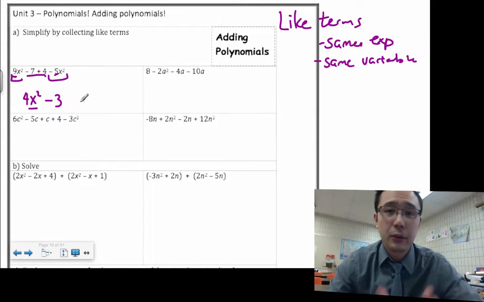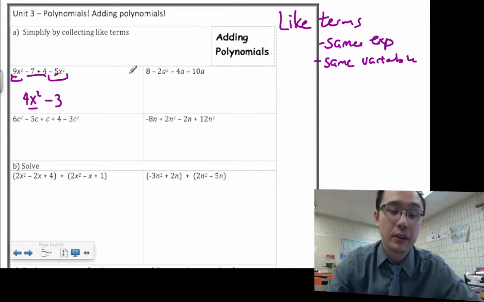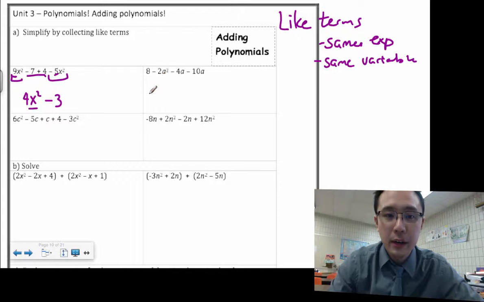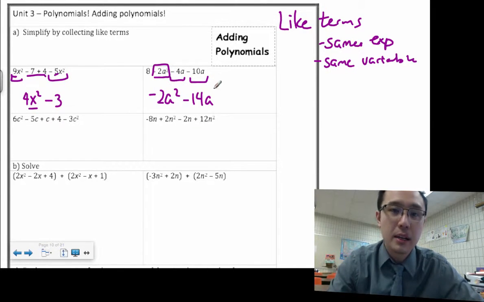So this goes back to unit 1 and combining integers. Notice all the skills building upon each other. Like terms here, I have a and a, those are my like terms. This is just by itself, so I'm going to have negative 2a squared, negative 14a. I don't change the exponent because my like term has just an exponent of 1. I just leave them the same, plus 8.